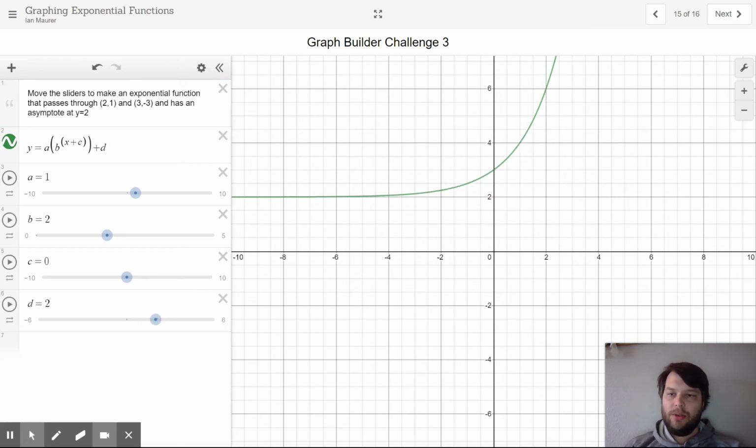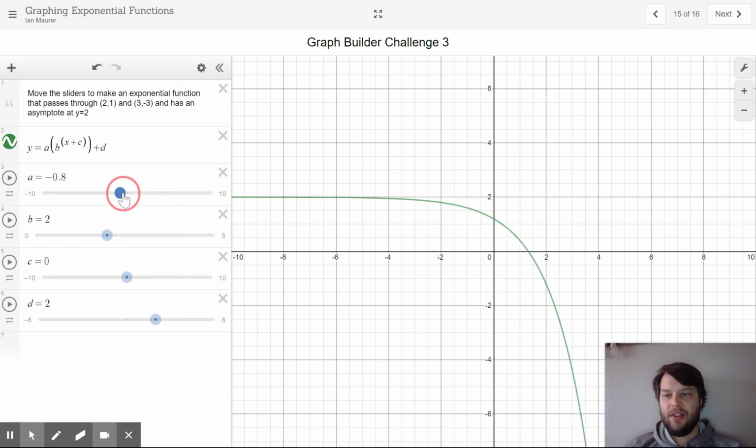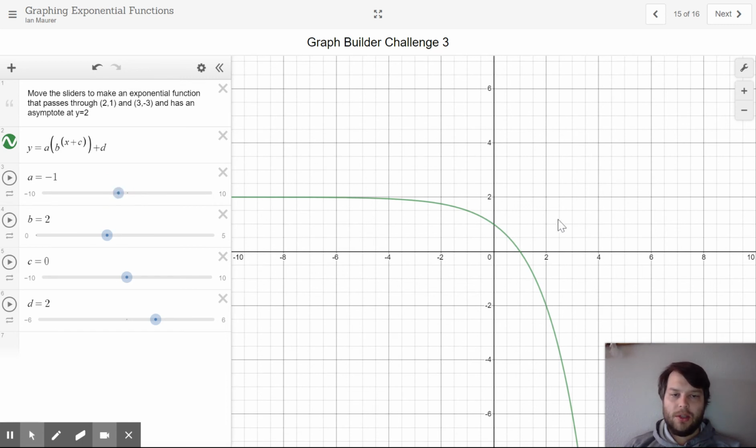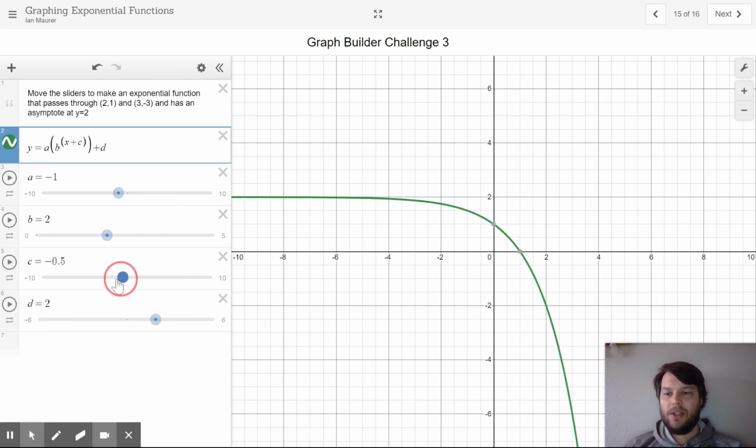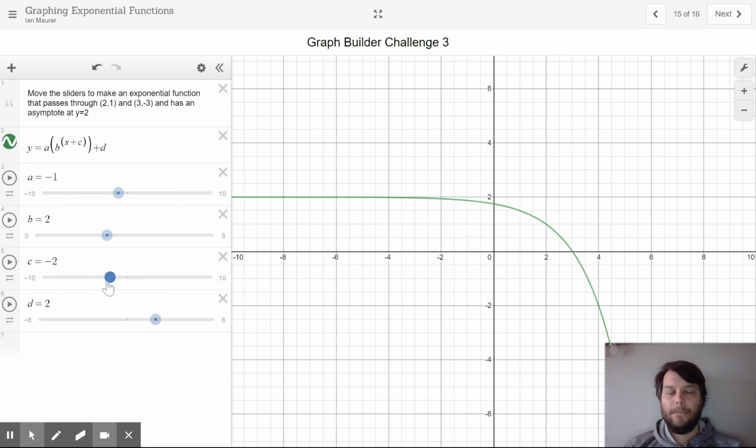What else? It's got to go through (2, 1) and (3, -3). Well, hold on. How can I get down into the negatives? That's got to be an a value. So now I've got a negative a value. That feels pretty good. Let's try -1. What are we trying to hit? (2, 1). Right now, we've got a y-intercept of 1, so I'm going to slide that 2 steps to the right. Now we've got (2, 1), right about there.